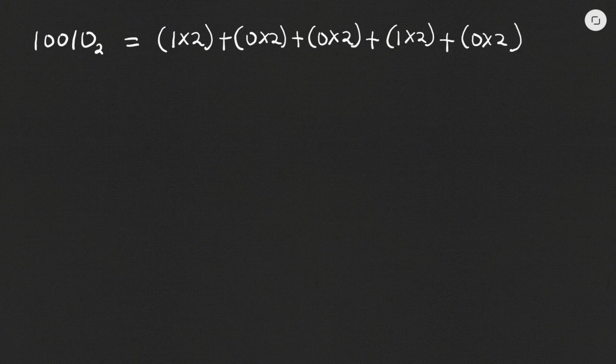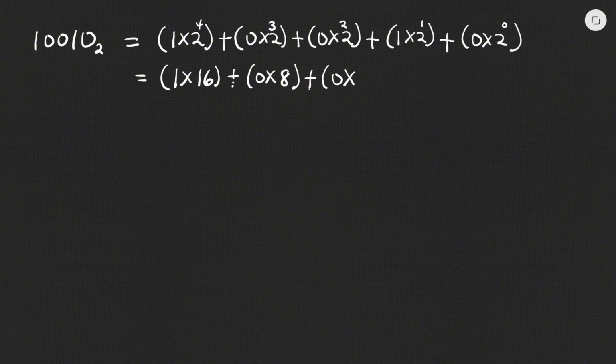So we do the numbering. So given powers, so 1, 0, 1, 2, 3, 4. Okay, so from here we have 1 multiplied by 2 raised to the power 4 will give me 16, plus 0 multiplied by 2 raised to the power 3 is 8, plus 0 multiplied by 2 raised to the power 2 is 4, plus 1 multiplied by 2 raised to the power 1 is 2, plus 0 multiplied by 1.